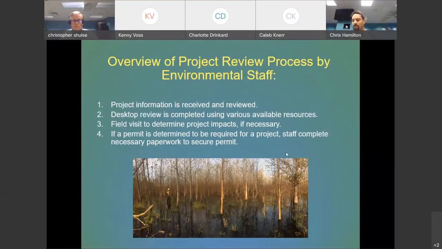And then sometimes, depending on what we find in our desktop review, it might warrant us to go out and do a field visit. This is usually wetland delineations. It might be to look at a stream. And if we determine that we need a permit, we have to complete all the necessary paperwork in order to secure that and make sure we meet all of the qualifications.